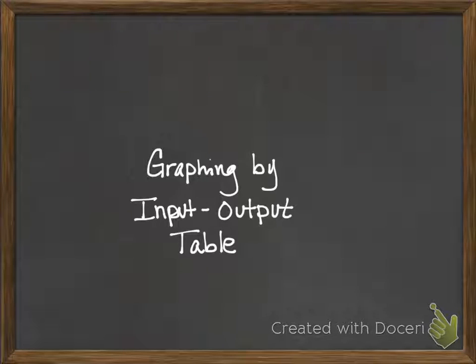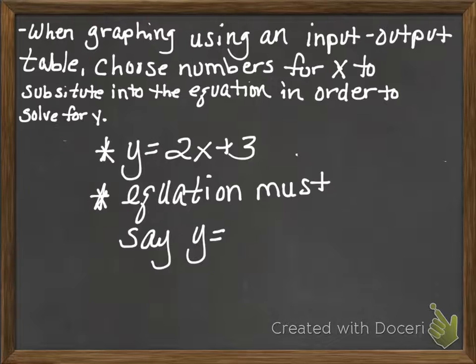All right, today's lesson is going to be on graphing using an input-output table. When graphing using an input-output table, you're going to choose numbers to substitute in for x into the equation in order to solve for y. So your equation may say something like y equals 2x plus 3. You're going to substitute a set of numbers in for x in order to solve for y, to get your coordinates to plot on your graph.